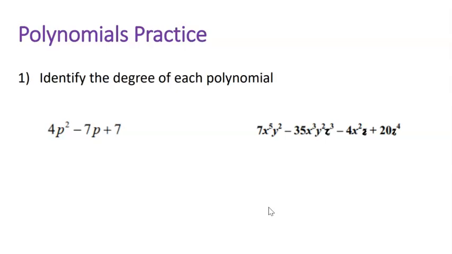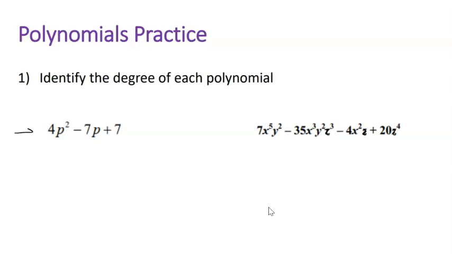Degree is determined by the variable exponents, and if you have a polynomial that is more than one term, you're going to determine the degree of each term separately and then take the highest term as the entire polynomial's degree.